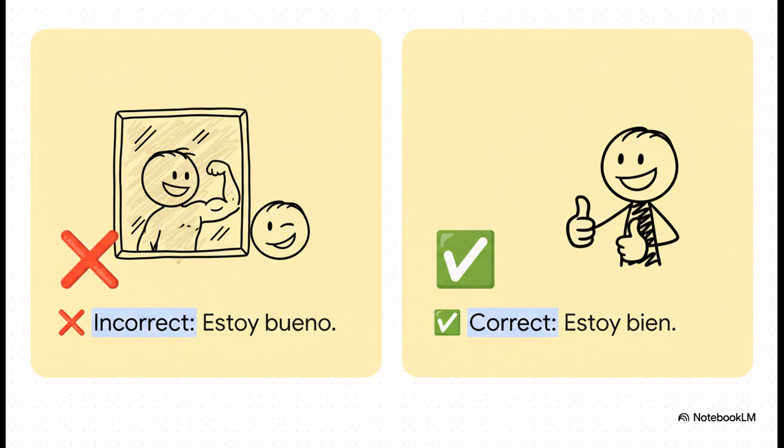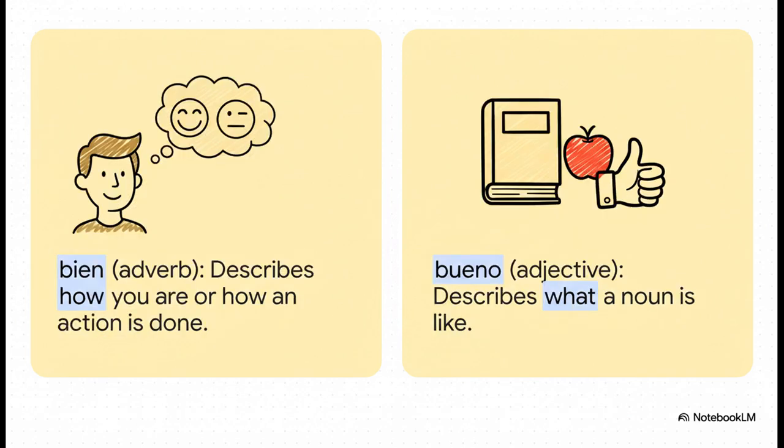When someone asks how you are, it feels right to say estoy bueno, but that doesn't mean I am well. It actually means something more like I'm good looking or I'm a good person. The key here is remembering their jobs. Bien is an adverb. It tells you how you are. Bueno is an adjective. It tells you what a noun is like. So you are well. Estoy bien. But a book is good. Es un buen libro. They stay in their own lanes.